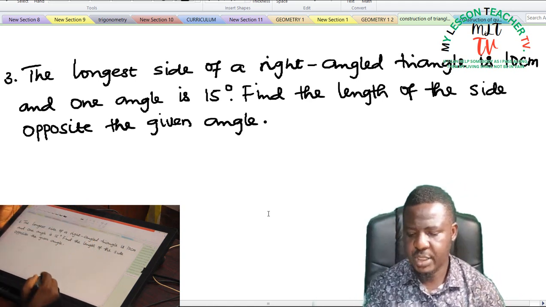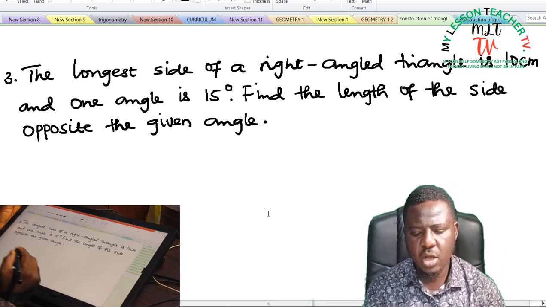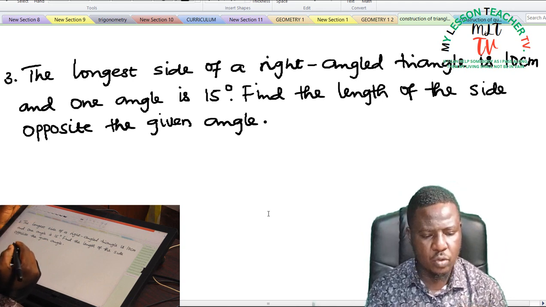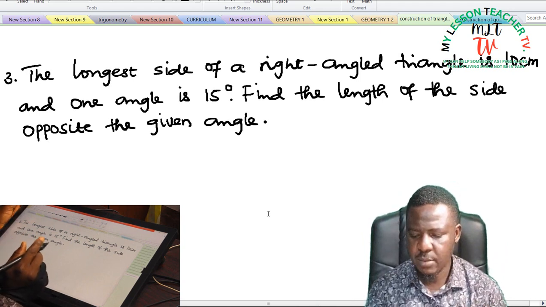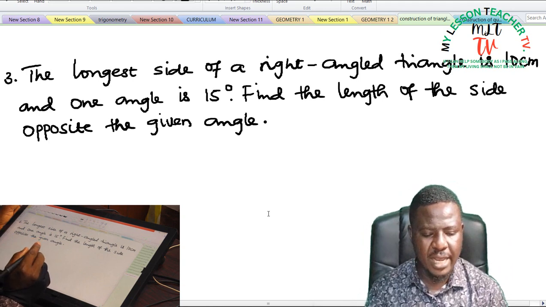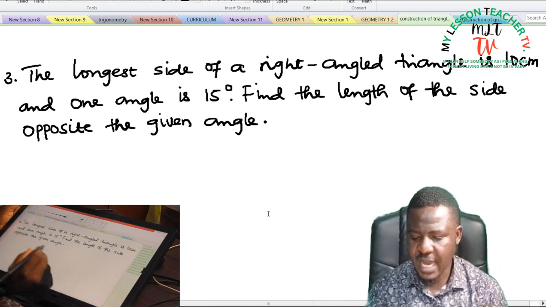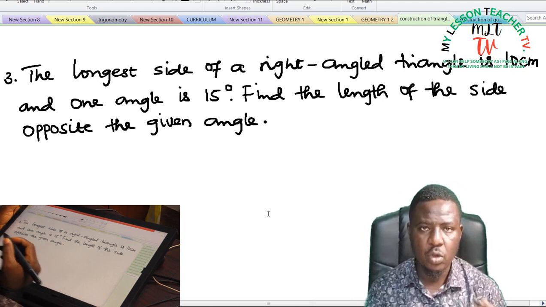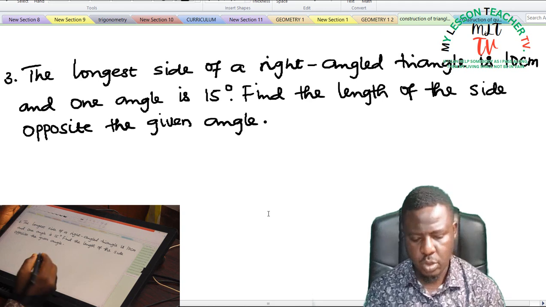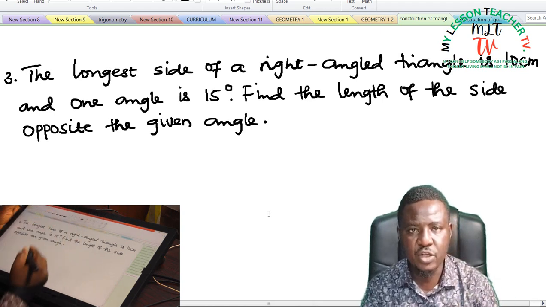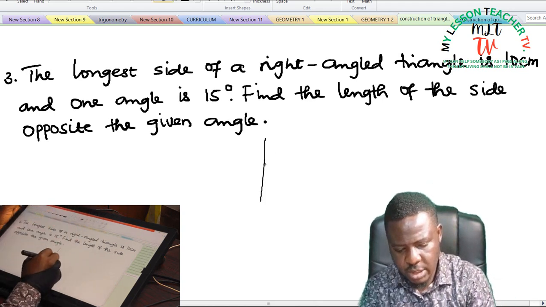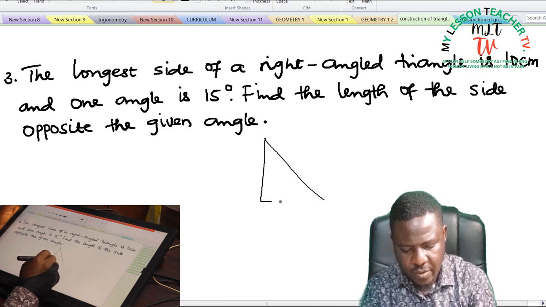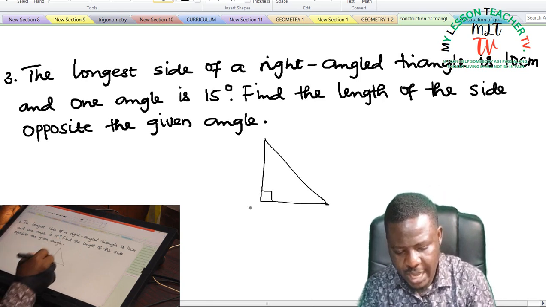Question number 3 reads that the longest side of a right-angled triangle is 10 centimeters and one angle is 15 degrees. We should find the length of the side opposite the given angle. So you still do what we normally do, which is to first of all have a sketch of the question. This is a right angle triangle. Let me call it XYZ.